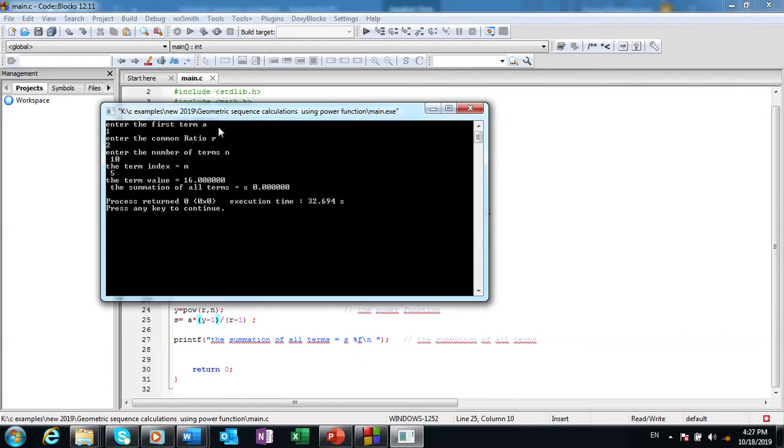So the term number 5 value is 16. The summation of all terms is equal to this one, but there is some mistake here in the program.